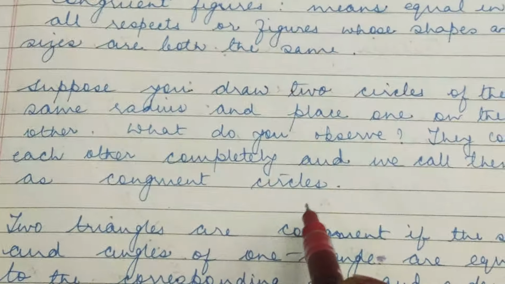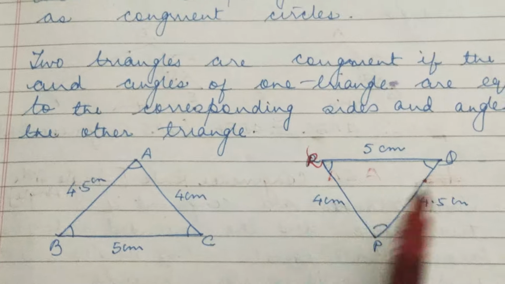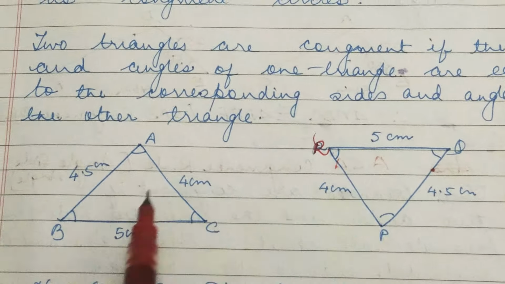Now, when are two triangles said to be congruent? Two triangles are congruent if the sides and angles of one triangle are equal to the corresponding sides and angles of the other triangle. Let us take two triangles ABC and PQR. When you see these two figures, you will find that their corresponding sides and angles are equal. So we can say that triangle PQR is congruent to, we write the congruent to sign, triangle ABC.